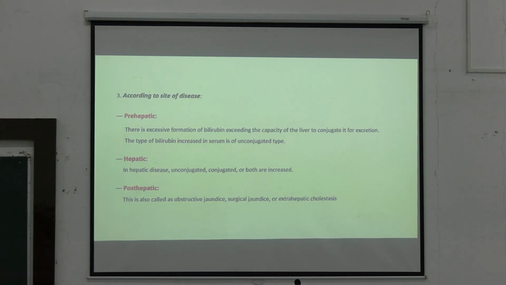Number three is according to the site of disease: pre-hepatic, hepatic, post-hepatic. Pre-hepatic: there is excessive formation of bilirubin exceeding the capacity of the liver to conjugate it for excretion. The type of bilirubin increase in serum is of unconjugated type. Hepatic: in hepatic disease, unconjugated, conjugated, or both are increased. Post-hepatic: this is also called obstructive jaundice, surgical jaundice, or extrahepatic cholestasis.